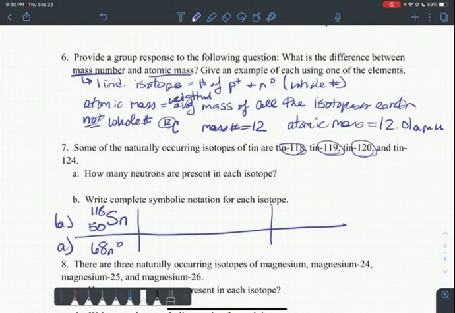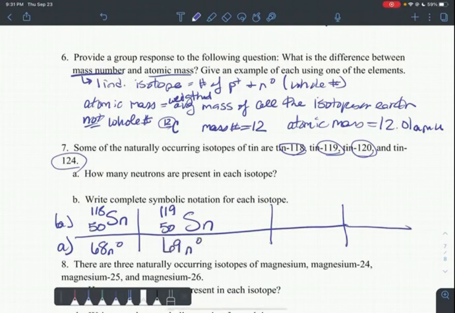So the next one. The next one is Sn 119. So I'm going to have 50 protons because it's tin. So the difference, 119 minus 50, I get neutrons. Tin 124, always going to be 50 protons, and 74 neutrons.